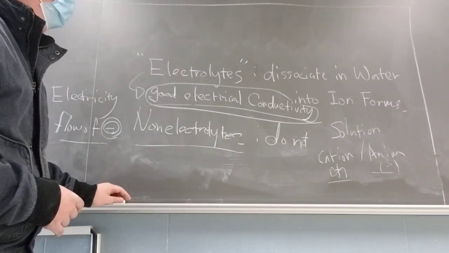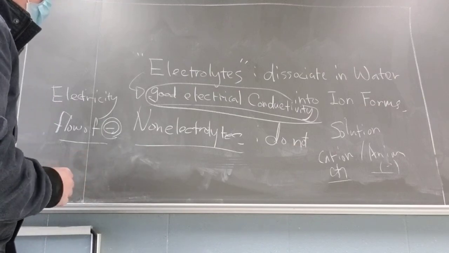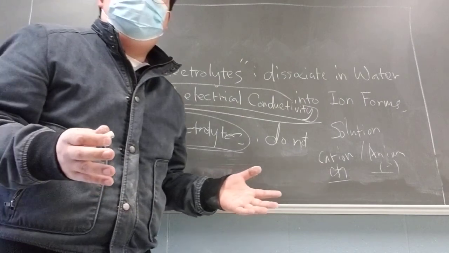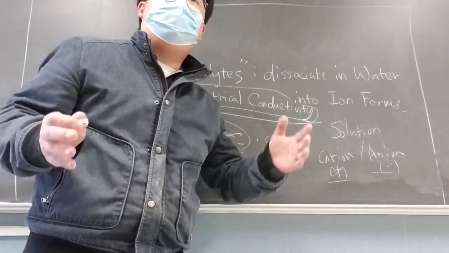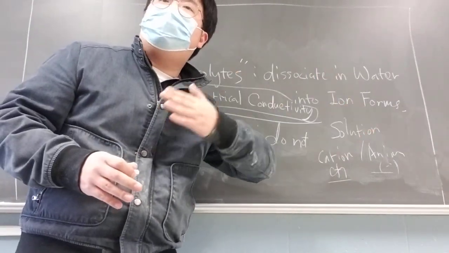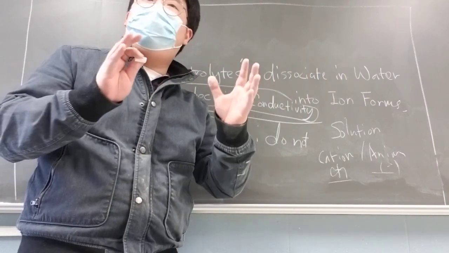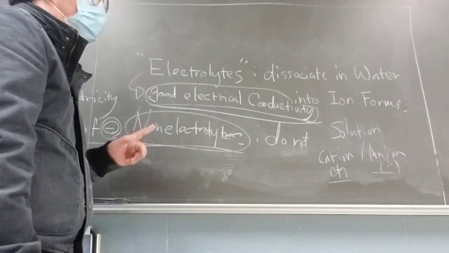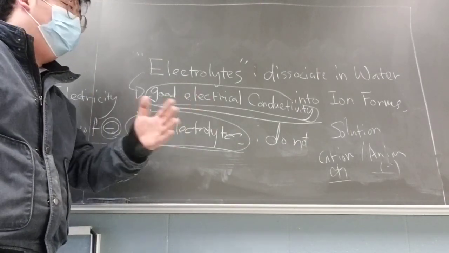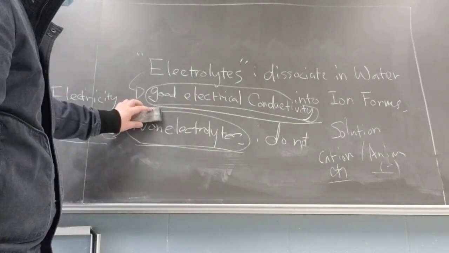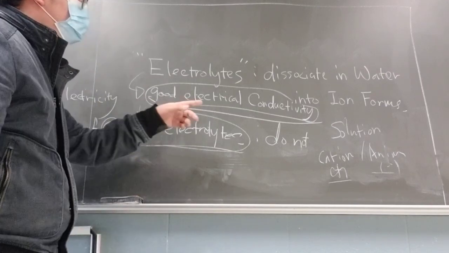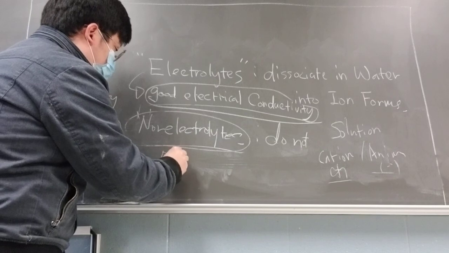And the non-electrolytes are substances that do not turn into ions, so they will not carry the charge through the system. So we cannot have electricity in the system, because they will not carry anything in the water. They just do not do anything. So this will show you very poor electrical conductivity. Poor.